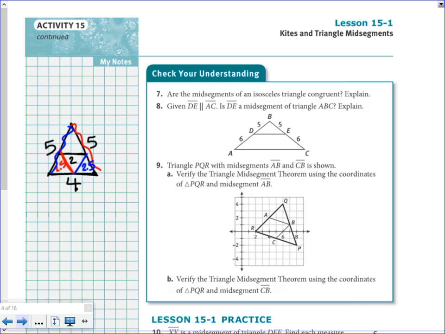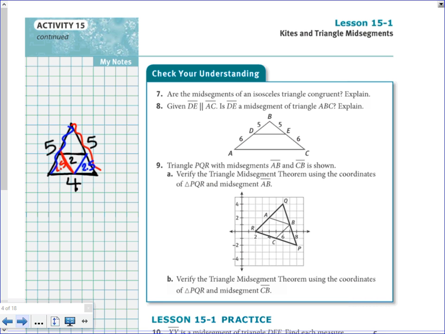Are all of those midsegments the same? Obviously not. 2, 2.5, and 2.5 are not all three the same. 2 of them are the same, but are the midsegments congruent? No. Only the ones that are parallel to the congruent sides are congruent. And that's always going to be the case. So if you had all 3 sides congruent, then yes, all 3 of your midsegments would be the same length. But if only 2 of your sides of your triangle are congruent, only 2 of your midsegments will be the same length.